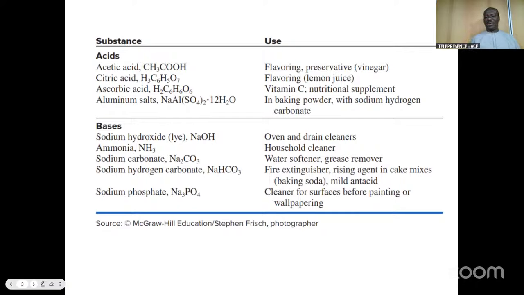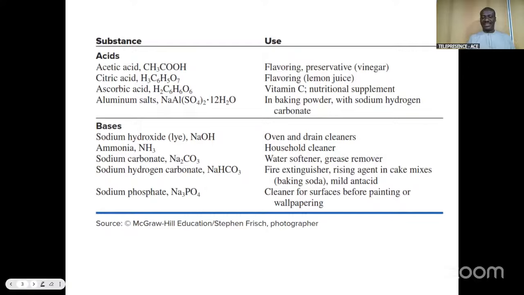I know a number of you are bakers. You make cakes, you make pastries, and so I really should not be telling you much about this anyway, because it's something you are familiar with. Aluminum salt is found in baking powder with sodium hydrogen carbonate.